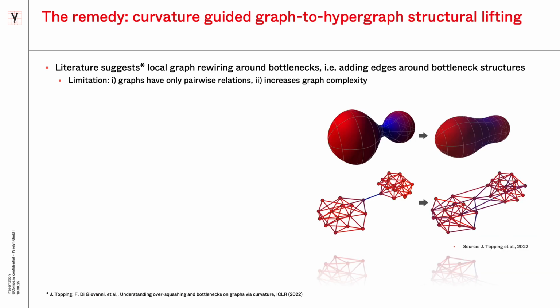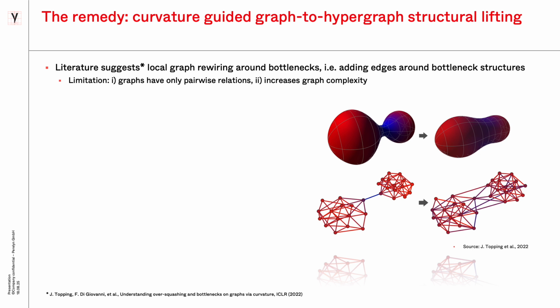What has been suggested in the literature, again, going back to this really wonderful paper, was to apply some sort of local graph rewiring. What that basically means, as you can see here, is that we smooth these bottleneck connections by adding additional edges and potentially additional nodes in order for information flow to basically happen.